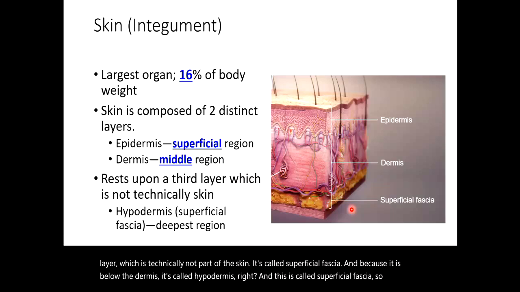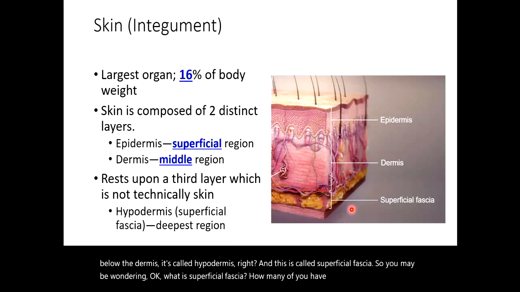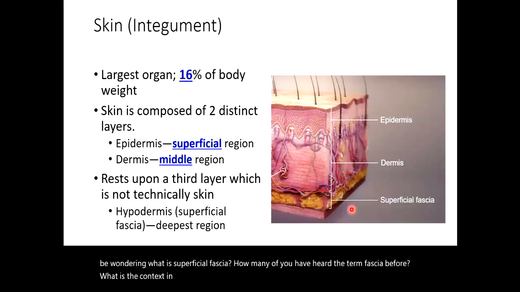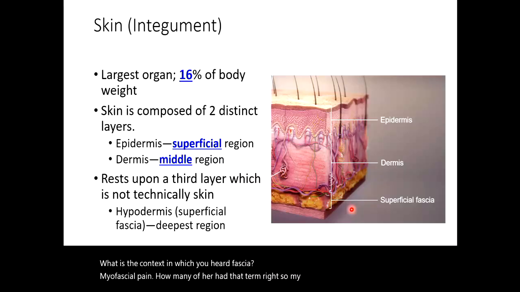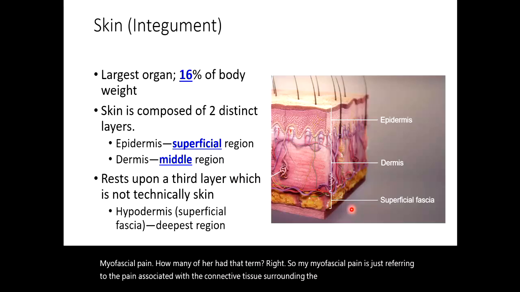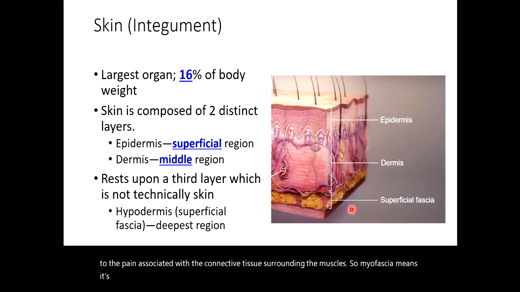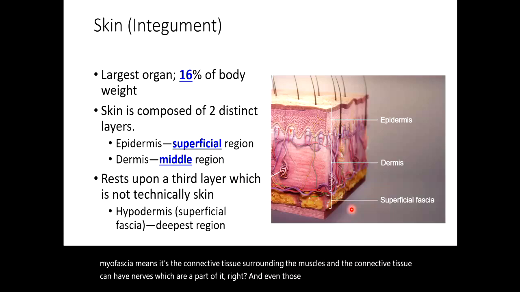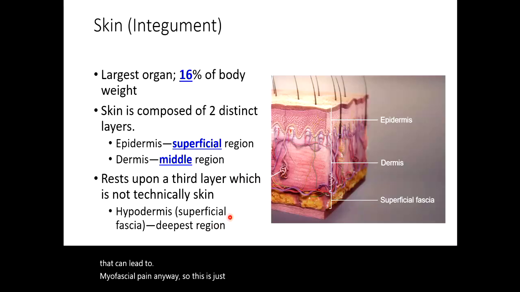So you may be wondering, okay, what is superficial fascia? How many of you have heard the term fascia before? What is the context in which you heard fascia? Myofascial pain. How many have had that term, right? So yeah, so the myofascial pain is just referring to the pain associated with the connective tissue surrounding the muscles. So myofascia means it's the connective tissue surrounding the muscles, and that connective tissue can have nerves which are a part of it, right? And when those nerves are triggered or irritated, that can lead to myofascial pain. Anyway, so this is just called the superficial fascia, meaning this is the superficial layer of connective tissue.